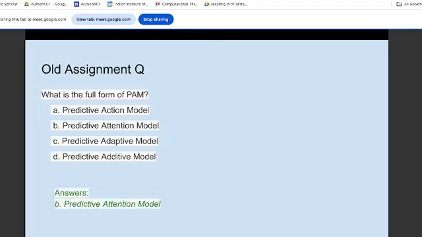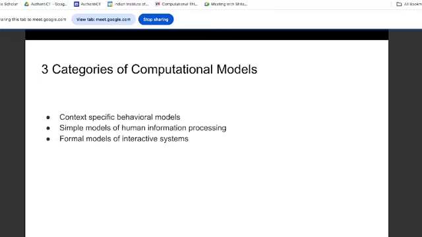Next is the three categories of computational models. So in the video lecture, we see that there are context specific behavioral models, then there are simple models of human information processing, and then there are formal models of interactive systems. If you look at the complexity, context specific behavioral models are a little bit less complex. Simple models of human information processing are a bit more complex than the context specific ones. And then the formal models of interactive systems are even more complex.